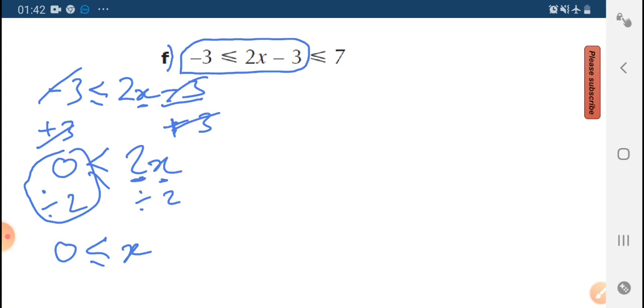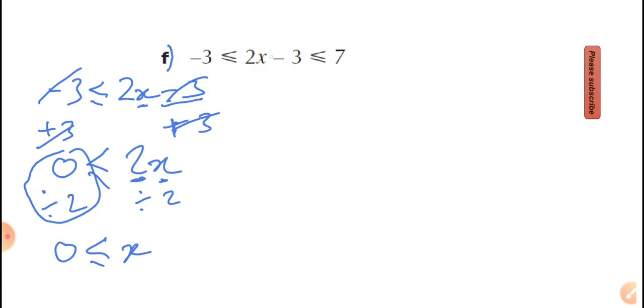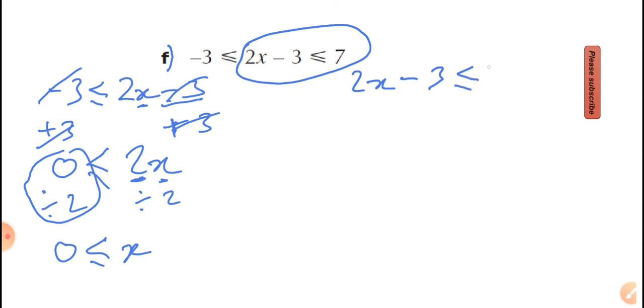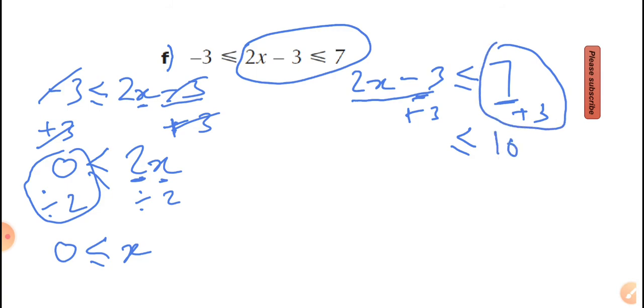Now we're going to look at the right hand side. The right hand side is this bit here, so we'll copy that down. 2x minus 3 is equal to or less than 7. So to work this out, I have to get rid of this minus 3 here first, so I have to add 3 to both sides, copy the sign down. So on the right hand side, 7 add 3 is 10, and on the left hand side, the minus and plus cancel out, leaving just 2x.